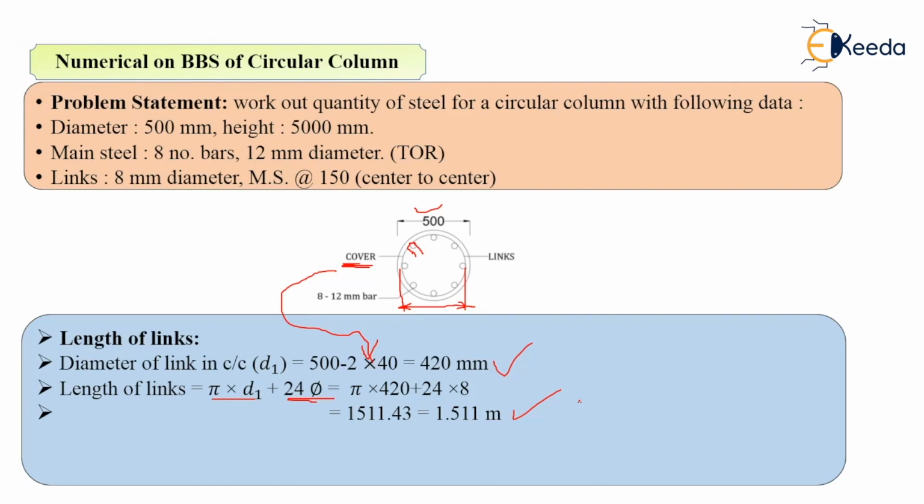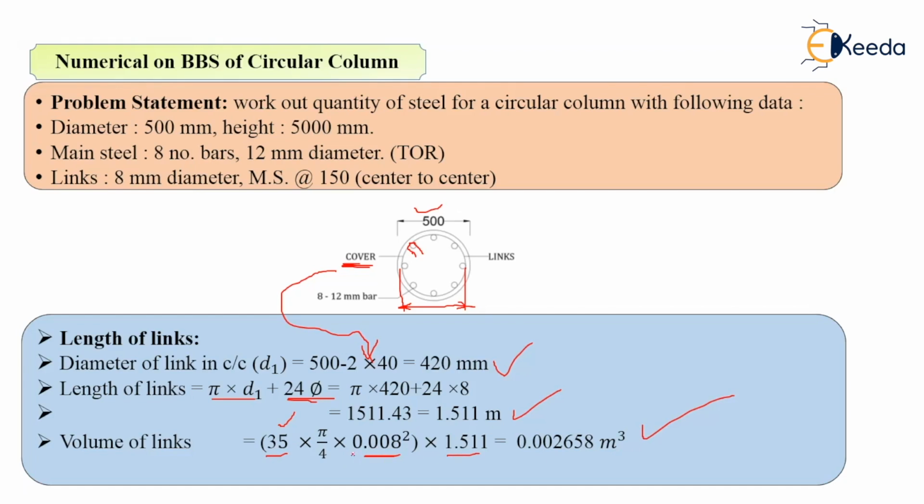Now length is calculated. Let's calculate its volume, the same way you have calculated for the main bar. So volume of links will be 35 multiplied by pi by 4 into d square. Now this 35 is the number, and pi by 4 into d square is the area. So pi by 4 into 0.008 square is the area, multiplied by number and multiplied by its length. That will give you the volume. What is the formula of volume? It is area into length. Area is pi by 4 into d square and length is 1.511, but I am also multiplying it by the number, because we have to calculate the total length of all the links. So it is 35 into pi by 4 into 0.008 square into 1.511, which gives you 0.002658 meter cube.